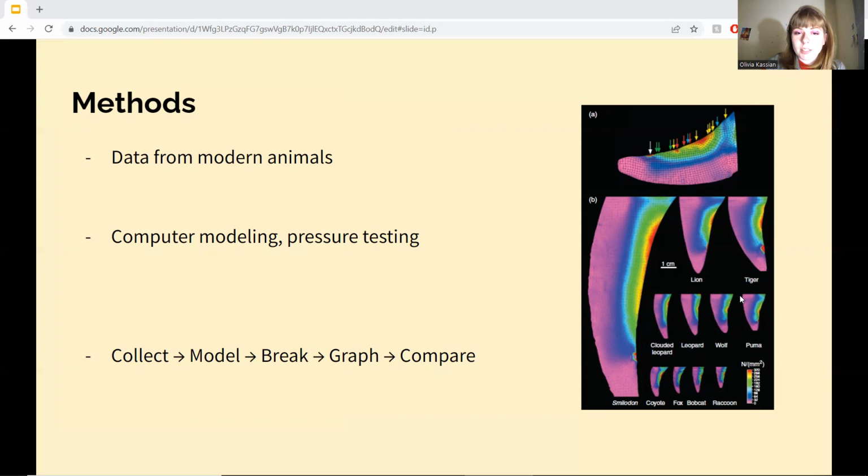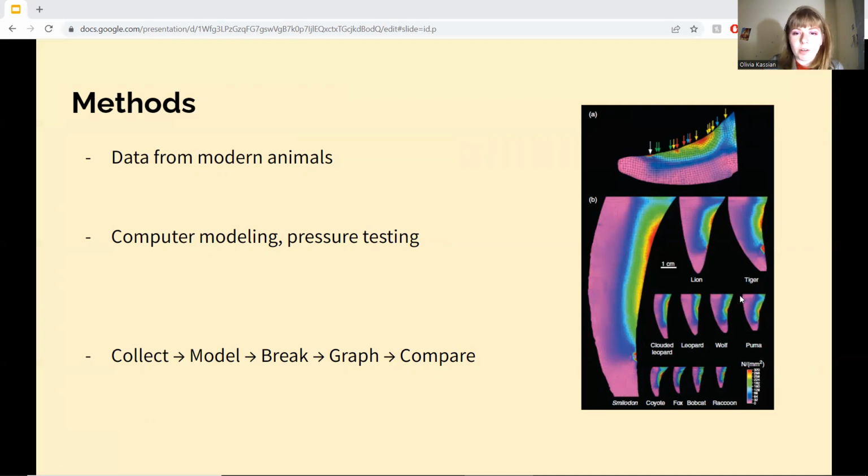But the reason they had access to saber-toothed tiger teeth is because, definitely compared to other extinct animals, their teeth are incredibly easy to come by. They aren't very rare at all. But they made computer models of all of these samples first, so they could factor in their shape and size even after pressure testing them.